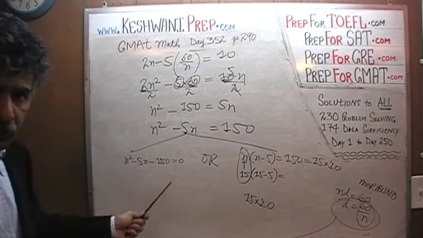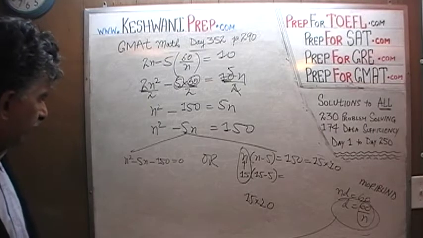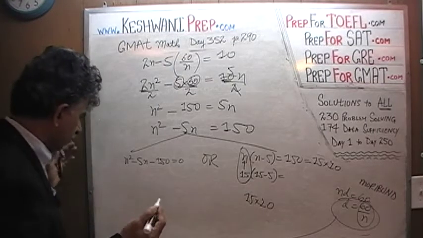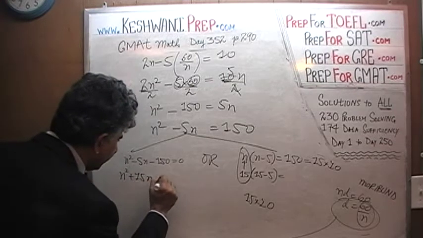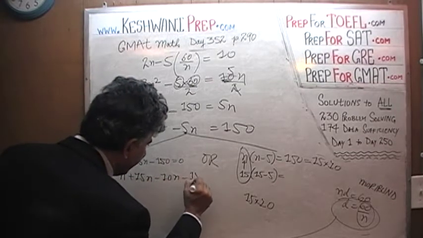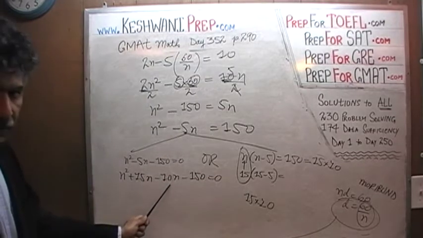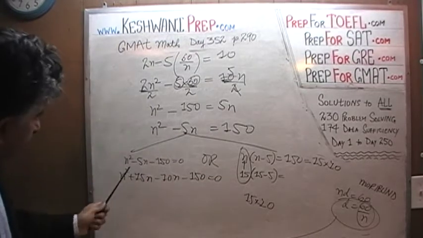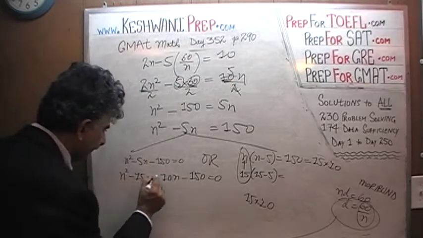But if you went this route, you're going to have to set it up as a quadratic equation. And I don't know if you want to go that way, but if you want to do that, we can do that too. It's going to be n squared plus 15n minus 10n minus 150 equals 0. Because positive 15n and negative 10n gives... Oh, we need negative 5n, not positive 5n. So this has to be negative, and this has to be positive.